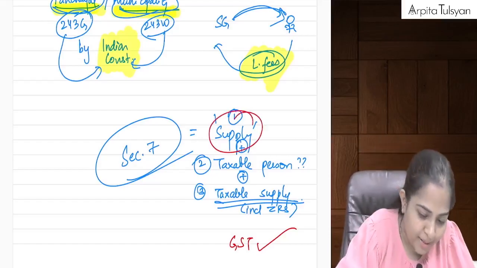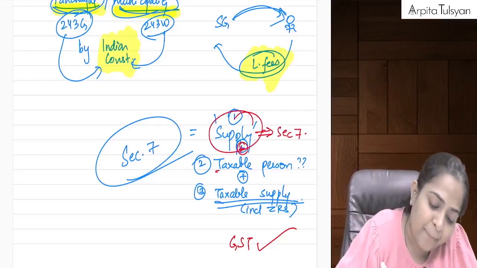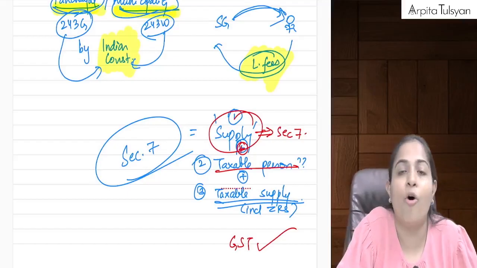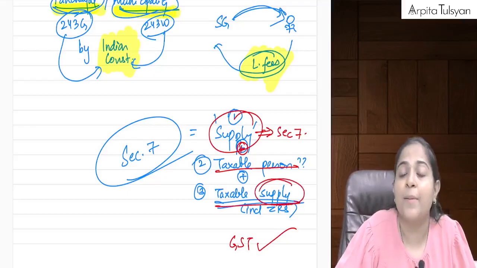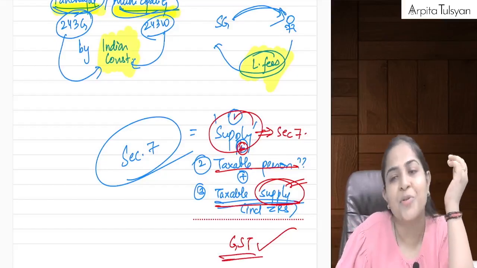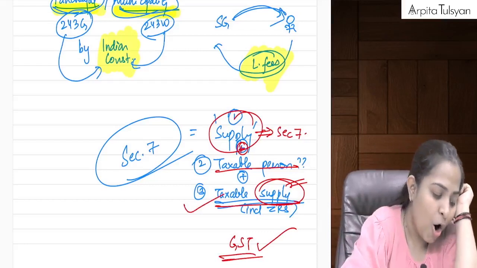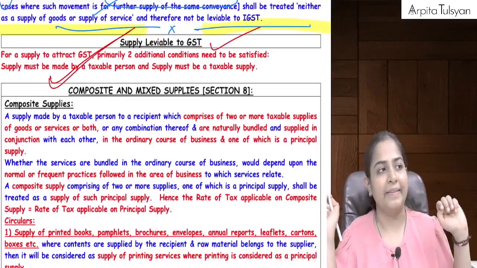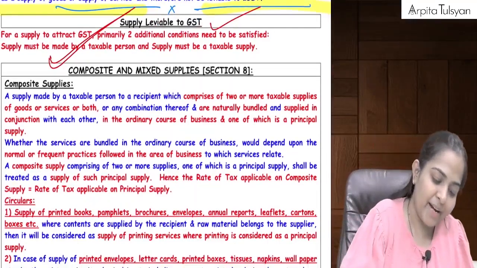If all these three conditions are fulfilled, then we can say that GST will be applicable. So first of all, it should be a supply as per section number 7. Then the person who is doing the supply should be a taxable person. Taxable person means either he should be registered under GST or he should be liable to get himself registered. And last, he should be doing which type of supply? He should be doing a taxable supply. If he does an exempt supply, then anyway there is no GST applicable. Are you understanding this? All those points are written here. Supply, when is it leviable to GST? That point is given. Done everyone? Okay, done.